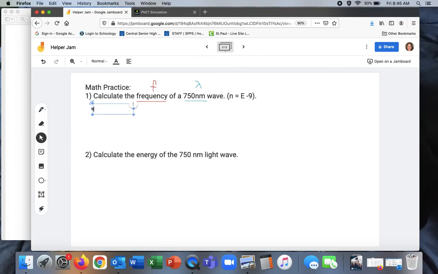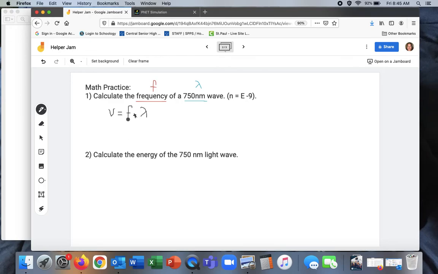So I think the easiest one to do, I can't type it because I can't put this lambda symbol in the keyboard. So the most common formula that we could go to is v equals f times lambda. That's the one you're most often going to find. Unfortunately, it's not solved for lambda, so we do need to do some work.